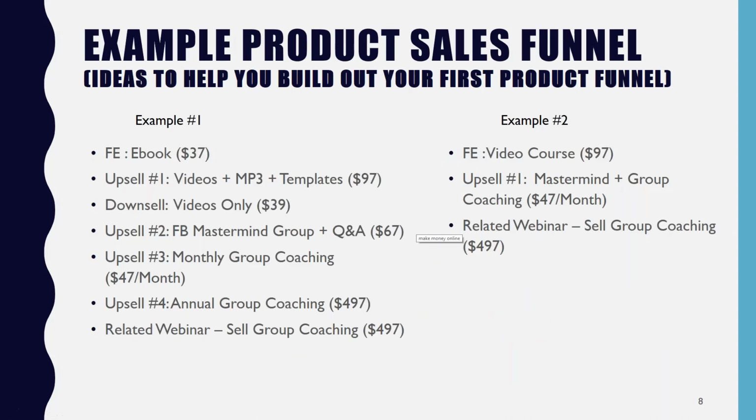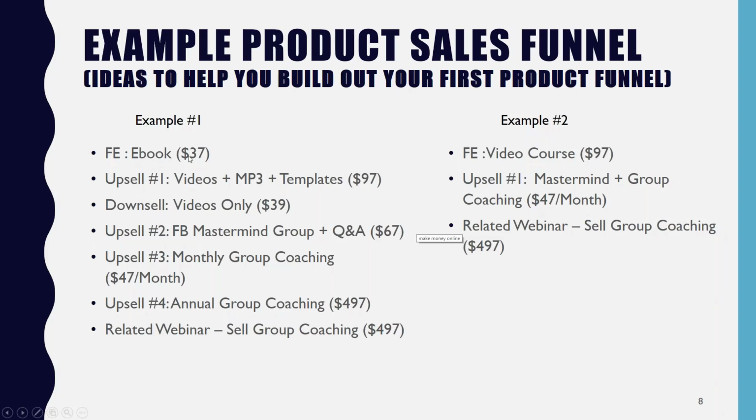So example number 1 is going to be your front-end ebook. Upsell number 1 could be a video with MP3s and templates. Then you do a downsell for videos only, a Facebook mastermind group, a monthly group coaching session, annual group coaching, and then a related webinar where you sell them. So this is a perfect example of a funnel that I just gave you.